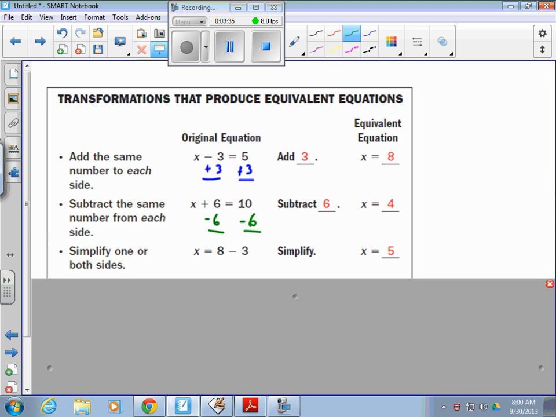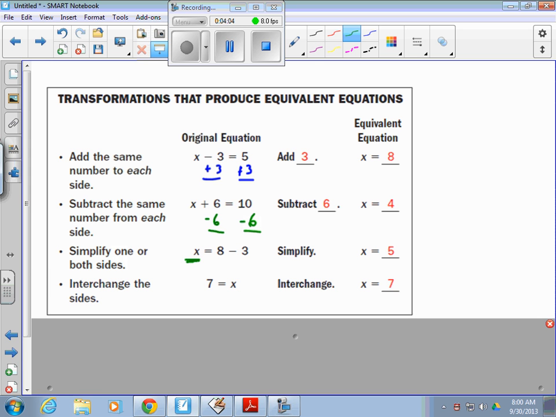Then it says simplify one or both sides. Notice the difference between the first two examples and this third one. X had something subtracting from it and adding to it in the first two examples, but that x is all by itself on the left side of the equal sign in this third one. It doesn't have anything adding or subtracting to it. So just simplify the other side of the equal sign. 8 minus 3, and we know 8 minus 3 is x equals 5. And then interchanging both sides, 7 equals x means the exact same thing as x equals 7. This is just taking them and changing sides with them, putting the variable first.